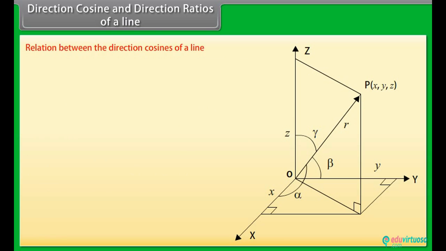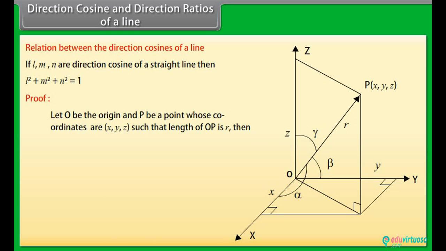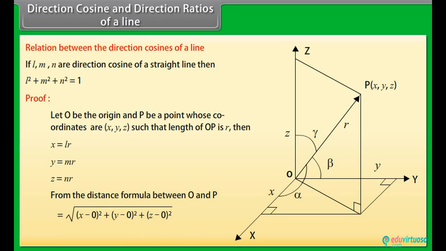Relation between the direction cosines of a line. If L, M, N are direction cosines of a straight line, then L square plus M square plus N square equals 1. Proof. Let O be the origin and P be a point whose coordinates are x, y, z such that length of OP is r, then x is equal to Lr, y equals Mr, z equals Nr. From the distance formula, the distance between O and P equals square root of x minus 0 square plus y minus 0 square plus z minus 0 square.